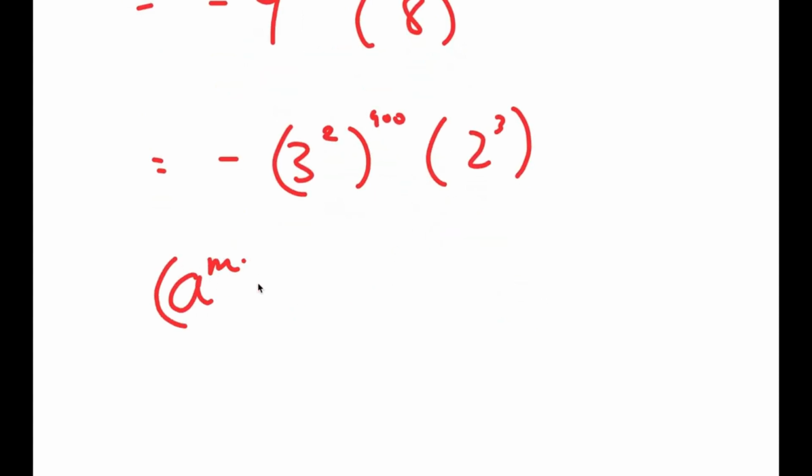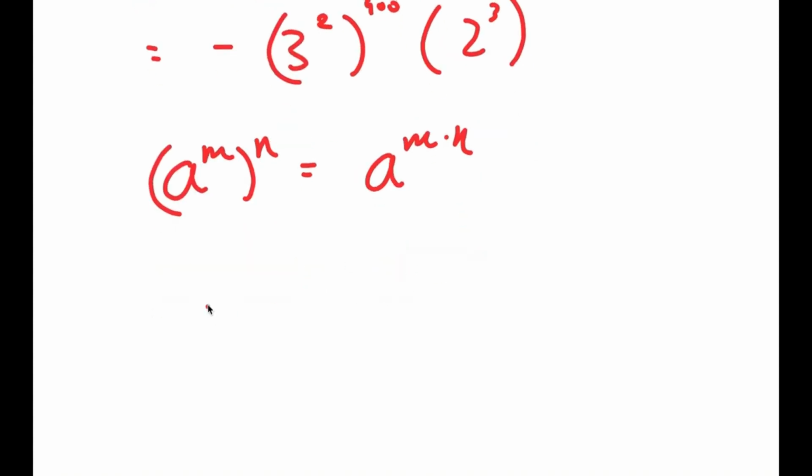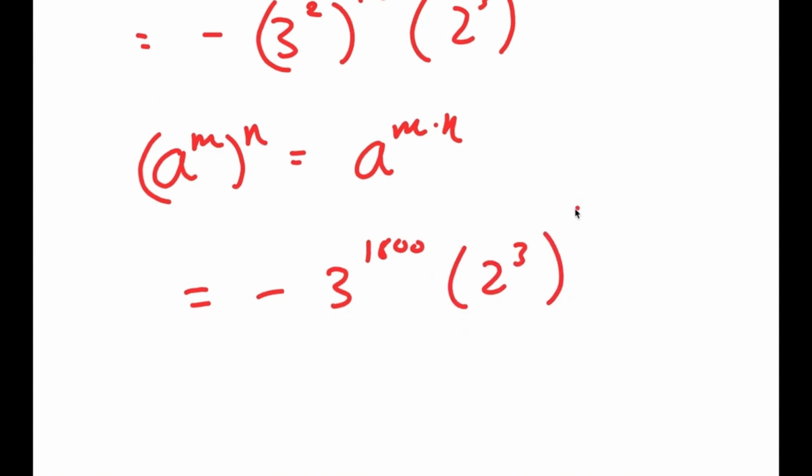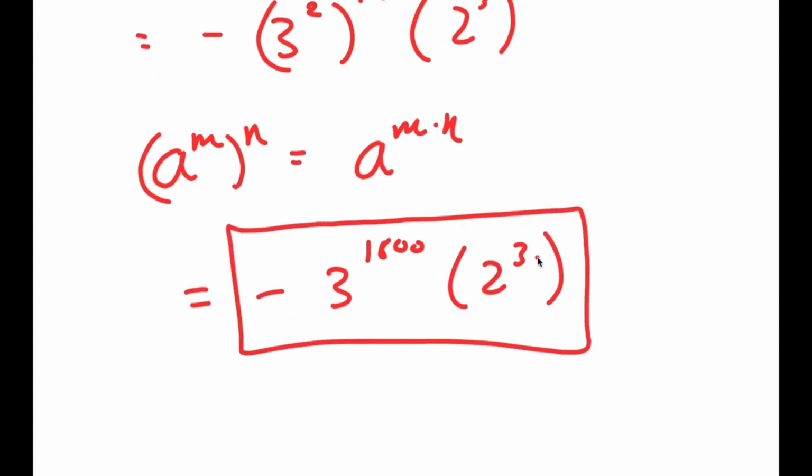So I'm going to use a quick exponential property that says that a to the power of m to the power of n is equal to a to the power of m times n, on 3 squared to the power of 900. So I get negative 3 to the power of 1800 times 2 to the power of 3. So this is my final solution to this equation.